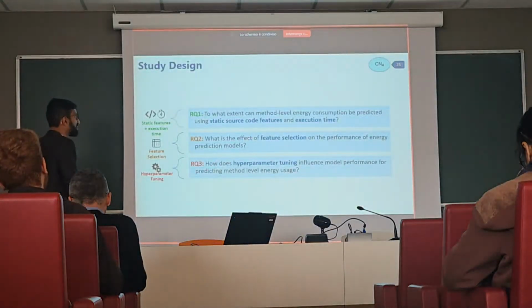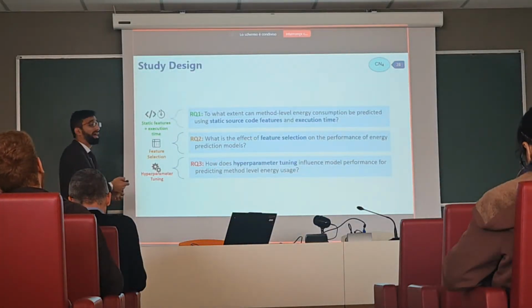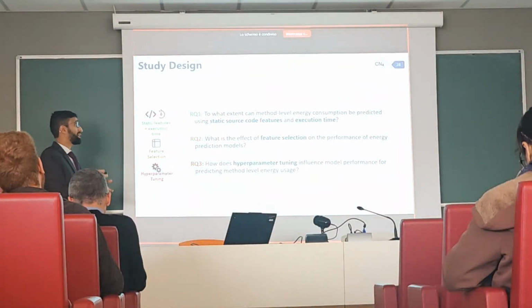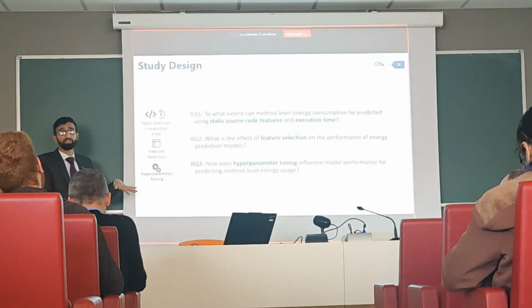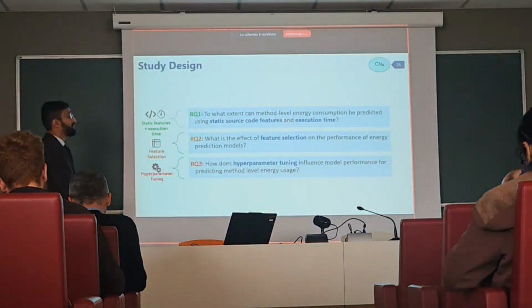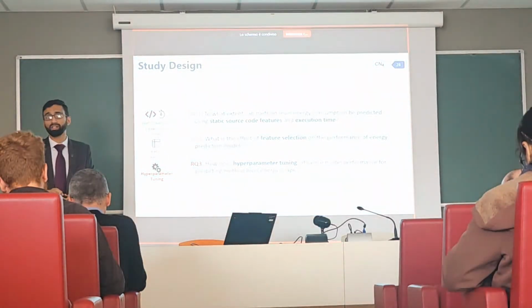So we extract the static features of the code and try to see if we can predict the energy consumption. And then we design the second research question, where we try to improve with the help of feature selection and, of course, some post-processing. And finally, we try to improve the hyperparameters and see if the results are improving.